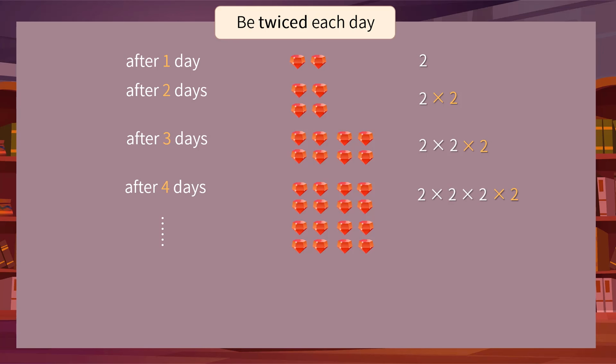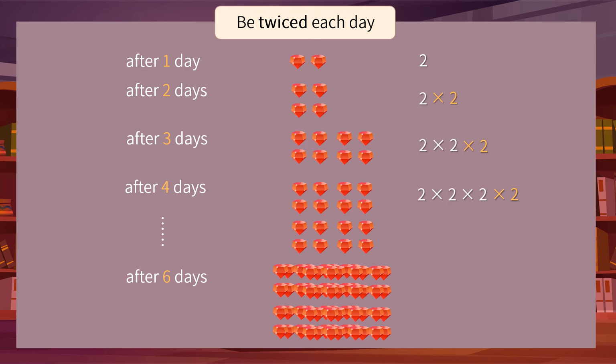Let's see the result after 6 days. The number of rubies inside the machine would be 2 times 2 times 2 times 2 times 2 times 2 carats of rubies in all. Here we use 6 2's. You may also think it is too long an equation, right?